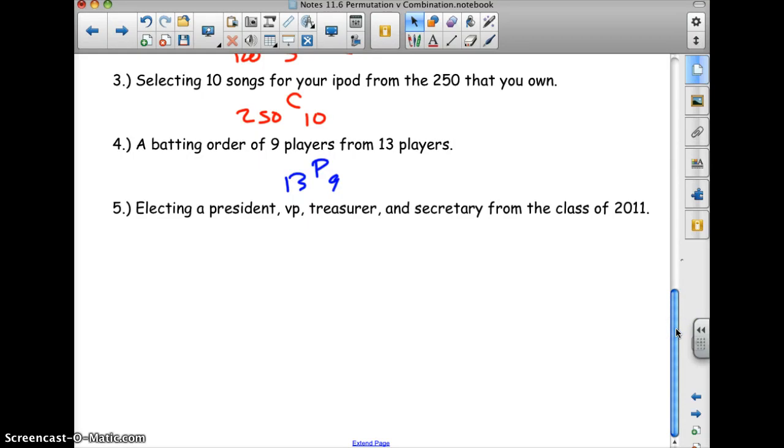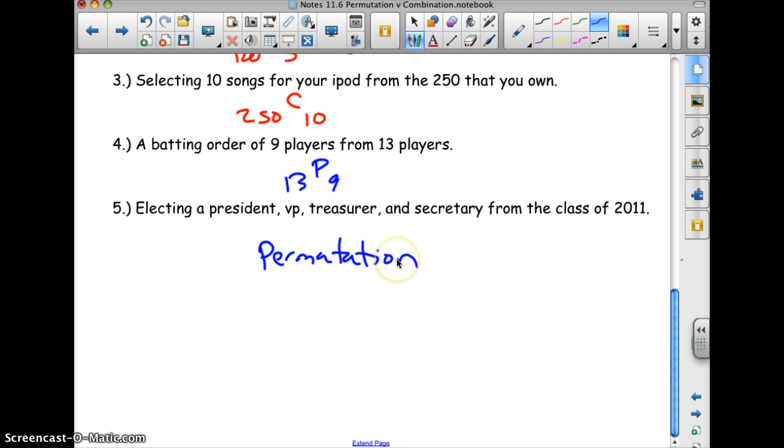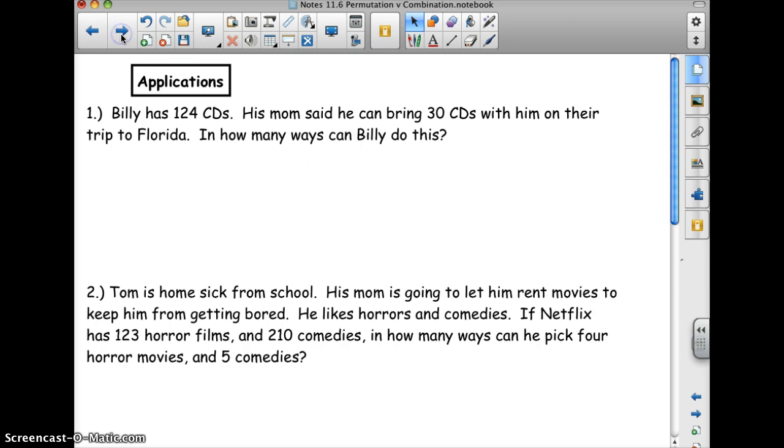So that's a permutation. All right, electing a president, vice president, treasurer, and secretary from the class of 2011. Now, being president is not the same as being treasurer, so that's going to be a permutation. I don't know, let's say the class of 2011 had 76 people. So 76P4. From 76 people, you're going to pick 4. Okay, next.